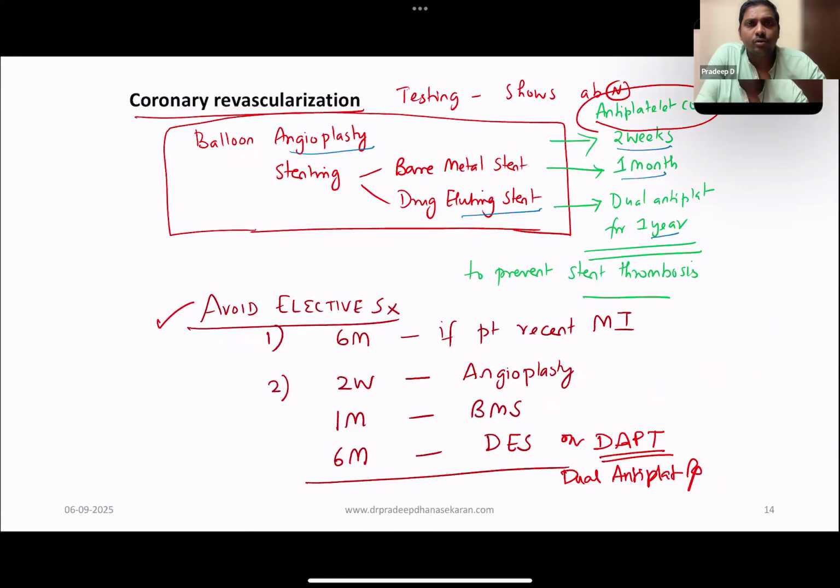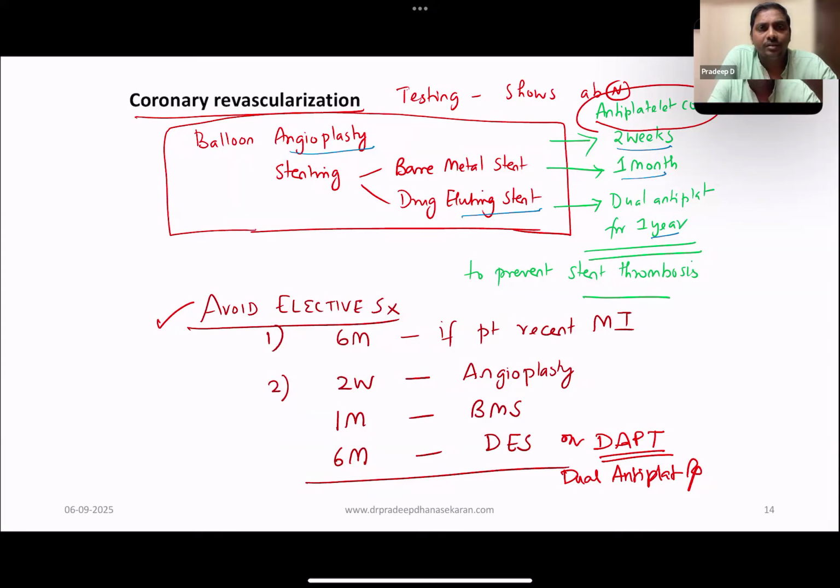So this is with regard to coronary revascularization. When RCRI is 3 or 4, you do an angiogram, and when the testing shows abnormality, you need to subject the patient to either a plasty or a stenting. When you have done a plasty, that means dilating the vessel. You need to put the patient on antiplatelet cover. That antiplatelet cover should be there for a period of 2 weeks.